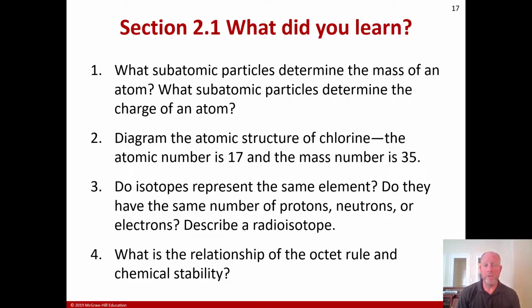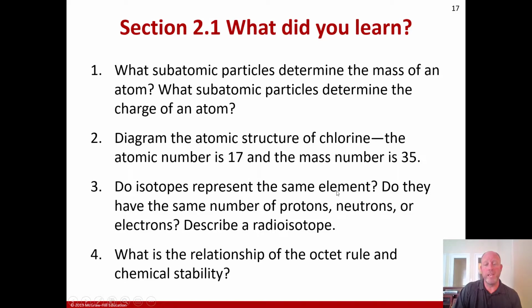What subatomic particles determine the mass of an atom? You should be able to answer that as far as the protons, electrons, neutrons, right? What subatomic particles determine the charge of an atom? Right, positive or negative or neutral. Diagram the atomic structure of chlorine with the atomic number being 17, the mass number 35, showing the nucleus, and then showing the electrons in the valence model going outward starting at 2 in that first layer, and then 8 and 8 and so on, okay? And making sure your electrons obviously match up with your protons.